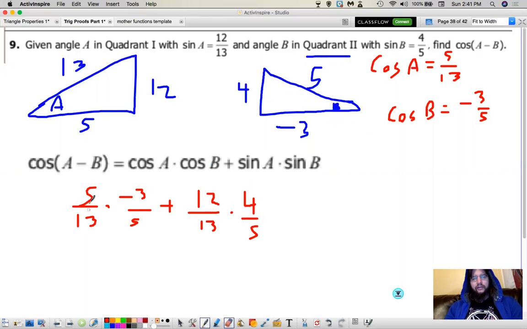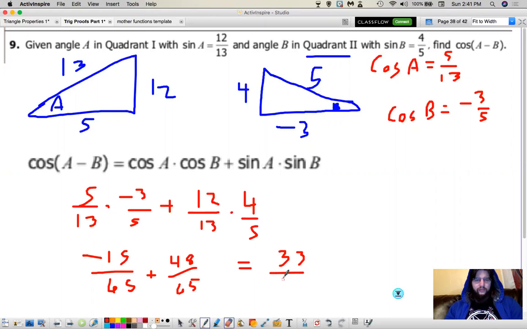And again, we could cancel right here, but if we do that, we won't have common denominators. So let's just leave it alone. Do it like it says, negative 15 65ths plus 48 65ths. Add those together and you get 33 65ths. That's it for that one.